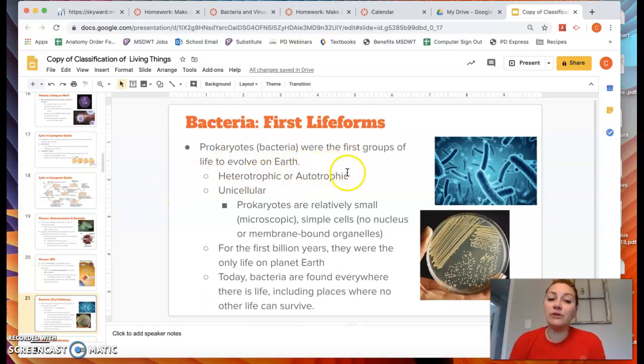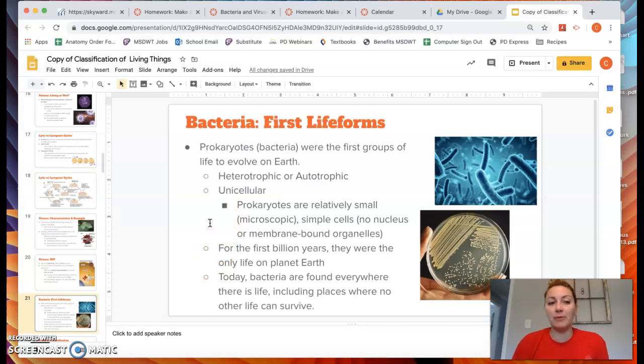They can be heterotrophic, they can be autotrophic. They are unicellular. They may work in groups, but each individual cell is its own organism. We didn't know about them for a really long time because of how small they were.